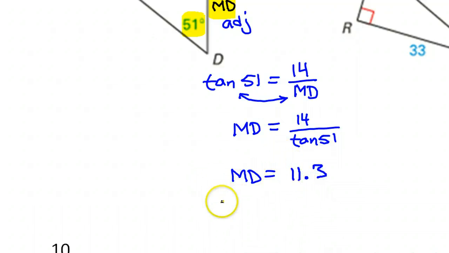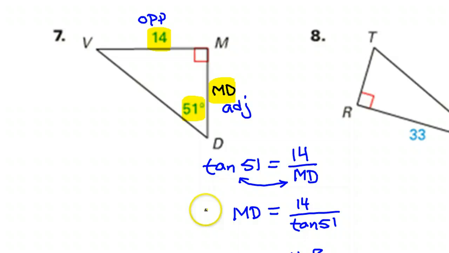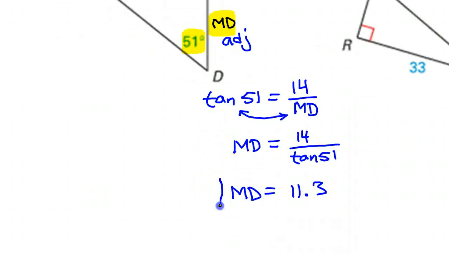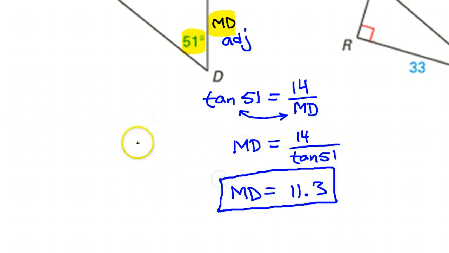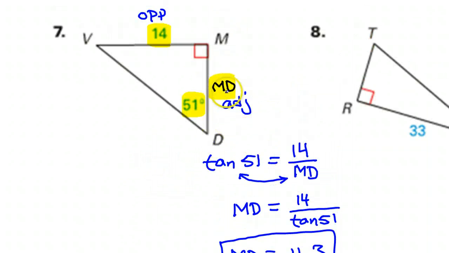11.3. And there are no units here, so I'll just leave it at that. MD is 11.3. Okay, great. I found MD. Check. I also need to find VD.